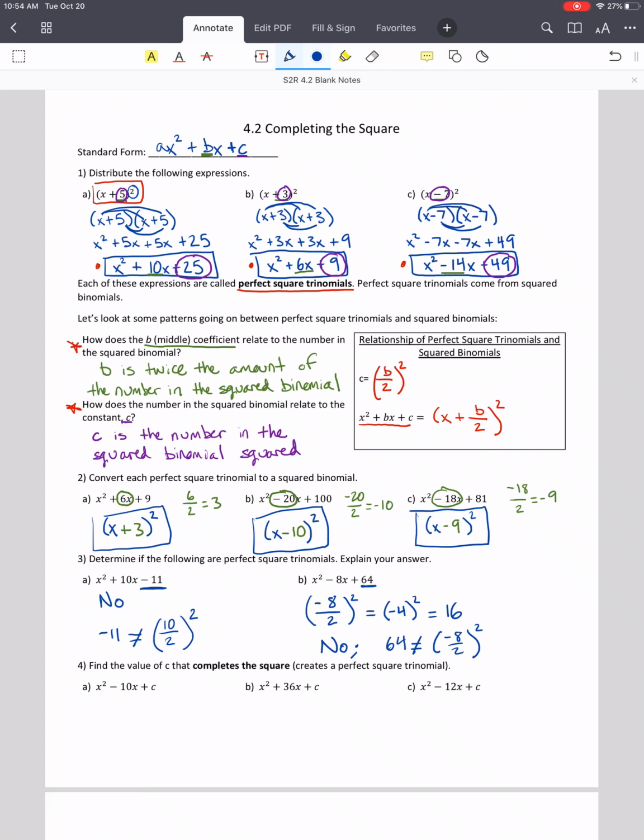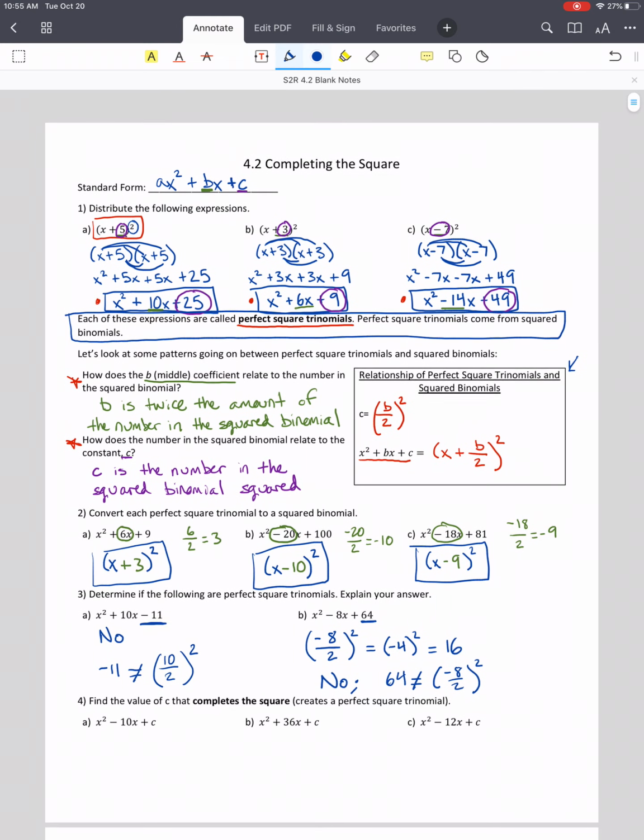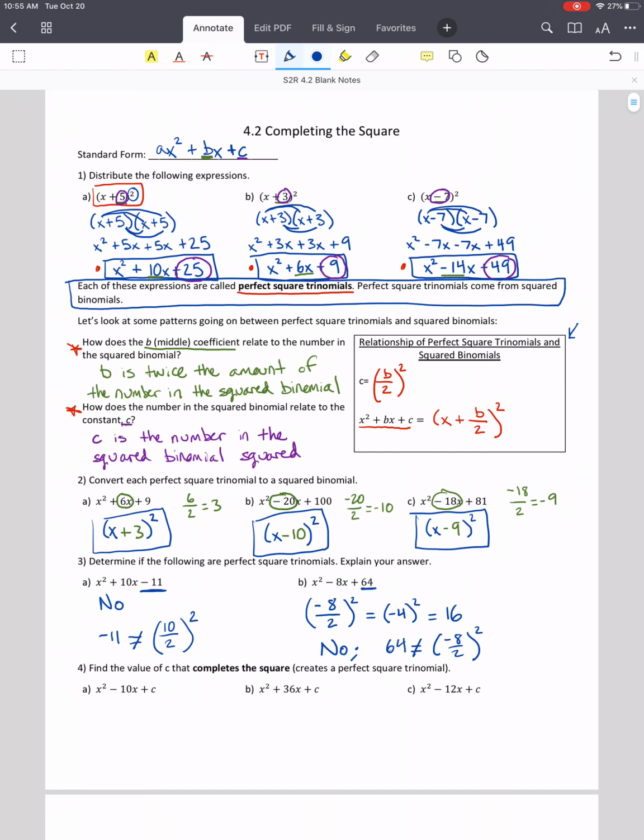The reason all this is coming from, once again, I just want to point out that this is the relationship that we're looking at up here. It's the relationship of perfect squared trinomials and the squared binomials. These are just patterns that we're picking out. And so this box here that we wrote our stuff in red, that's really what's going to guide us through. So I'm looking at number 4. Find the value that completes the square. This is the idea, the title of the lesson, completing the square.